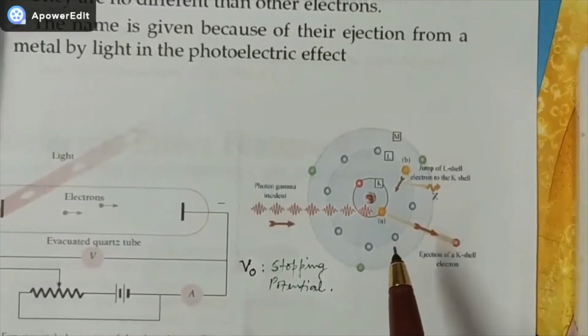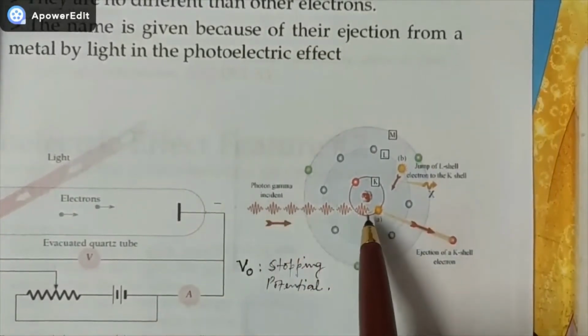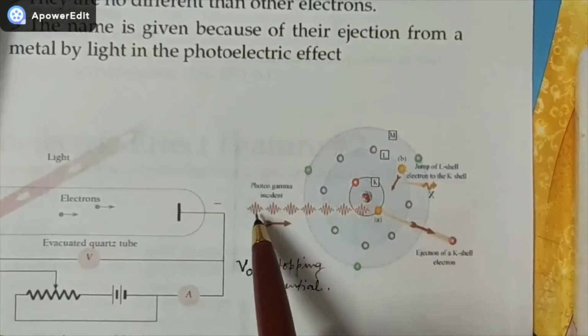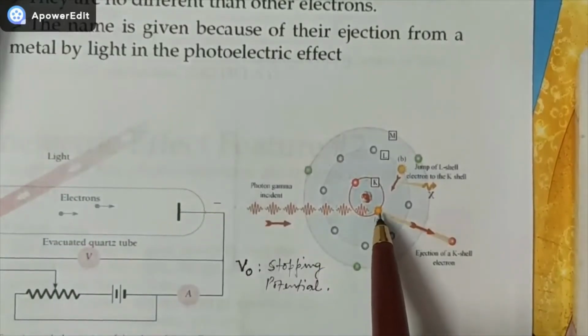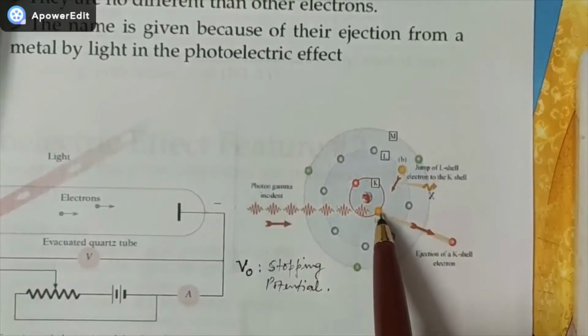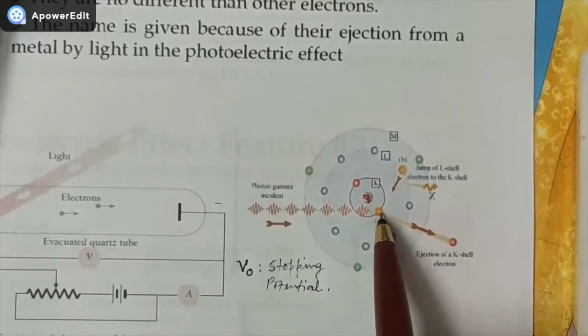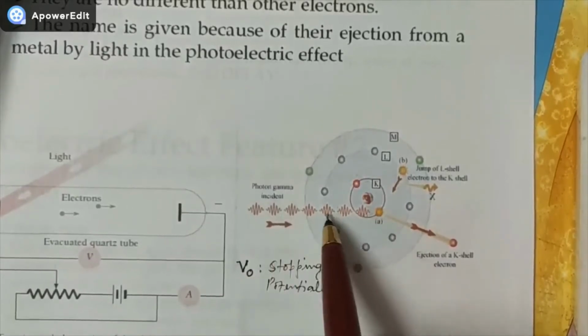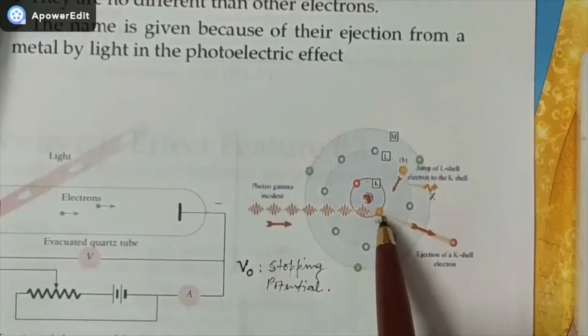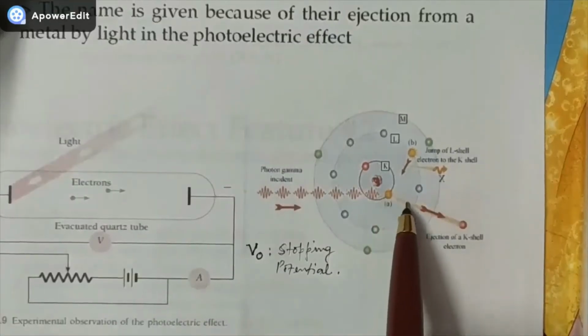So classically what we think, when this light which is a wave is coming and shining on the metallic surface, then the energy carried by this wave is somehow absorbed by this electron, when the energy is more than the binding energy of this electron. The binding energy is the energy with which this electron is bound to this shell. When the energy absorbed by this electron from the wave is more than the binding energy, then this electron is free and it comes out of the atom. So it's fine.